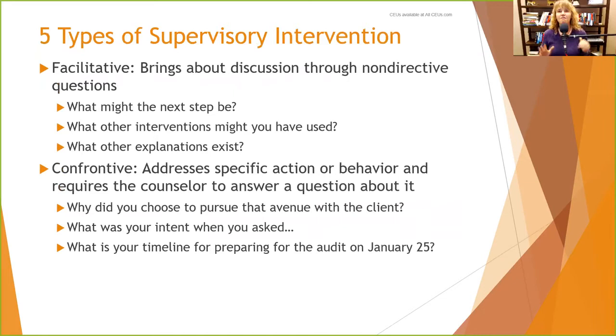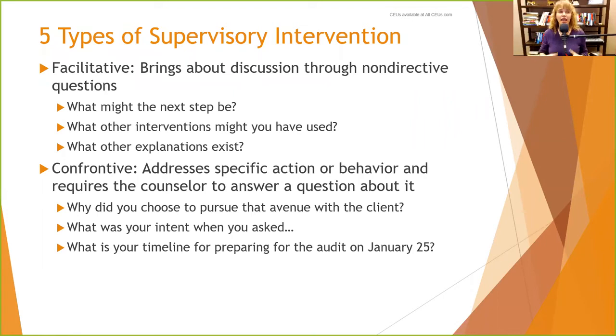Five types of supervisory intervention. Facilitative brings about discussion through non-directive questions, like what might the next step be? You're going through a scenario with a client and you're watching a tape and you pause it and you say, all right, tell me where you think we're at right now and what you think the next step might be?